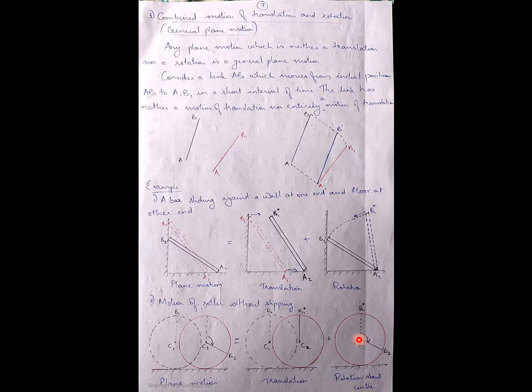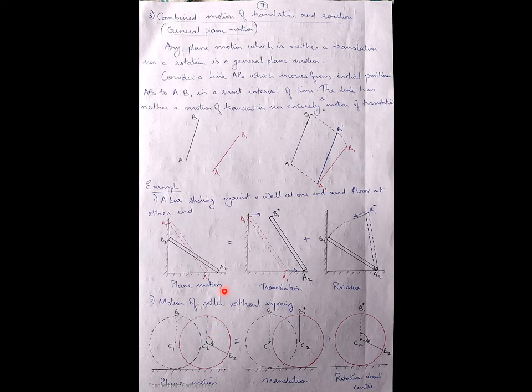Now what happened? We can see that C1, B1 has moved to C2, B2, which is done over here also. So this motion of a roller without slipping can also be considered as a general plane motion. This "without slipping" is important because if it is with slipping or skidding, it means it is purely translation only. If it is without slipping, then it will be rotated as well as translated.